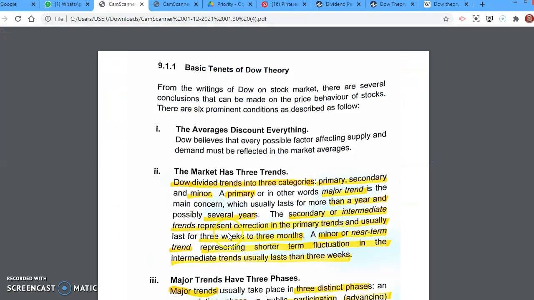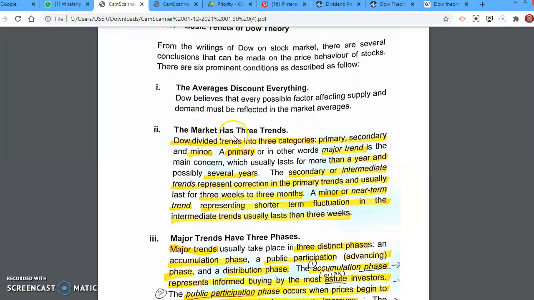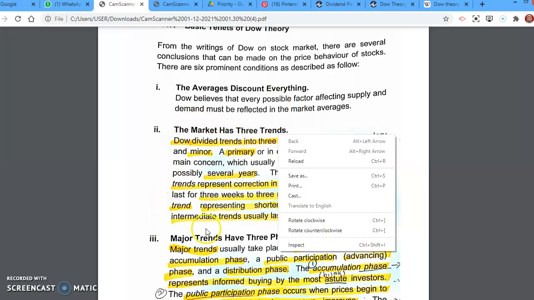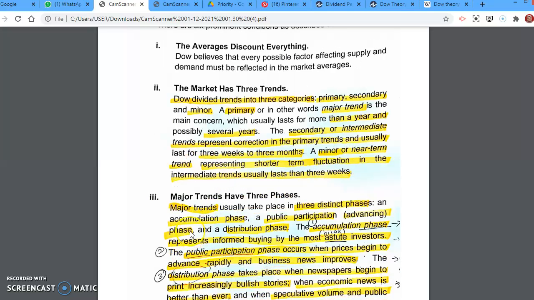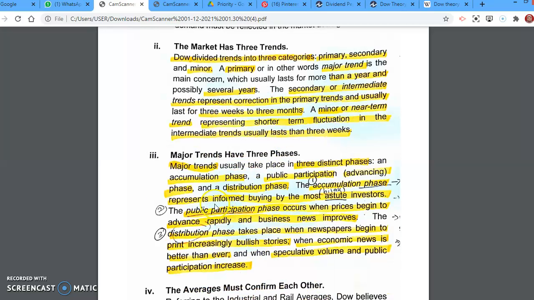So let's take a look. Apa lagi yang dikatakan tentang Dow Theory? Selain daripada market memiliki 3 trend pergerakan harga tadi, the third adalah major trends have 3 phases. So pergerakan price dan juga market di dalam sesuatu bursa ataupun satu-satu pasaran dikatakan mempunyai 3 fasa. Mengikut Dow Theory ada 3 fasa. So there are 3 distinct phases.